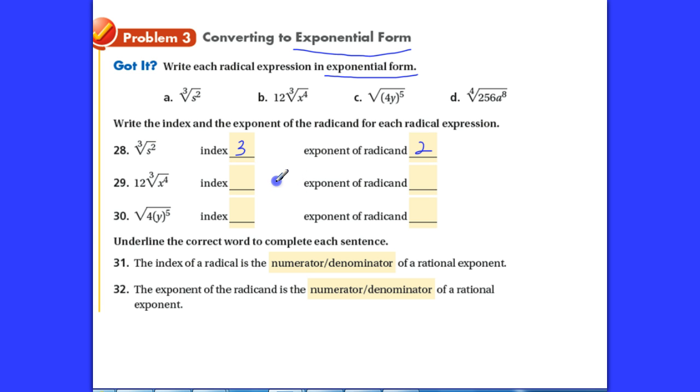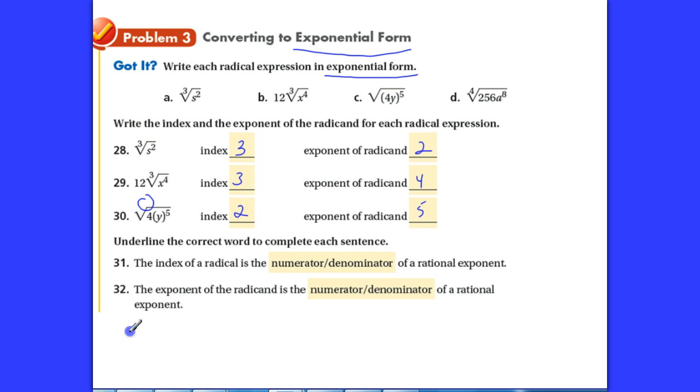All right, number 29. In this question, the index is 3 and the exponent is 4. And then on this one, what is that index right there? If it's not written, that's one of the rare times. If it's not written, it's actually 2. It's a square root. And the index on the radicand, on the y at least, is a 5.